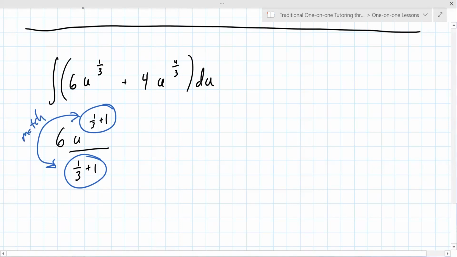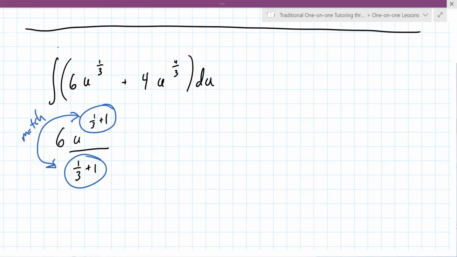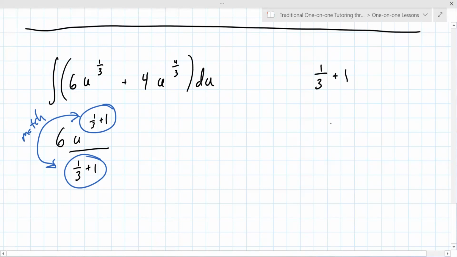Okay, no, I understand what you're asking now. Let me go up to the side here. So 1/3 plus 1 is 1/3 plus 3/3. You keep the bottom and add the top. Okay.